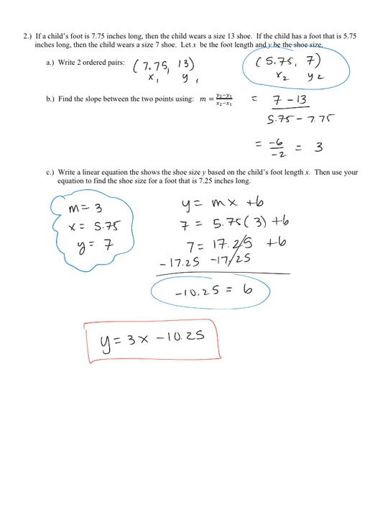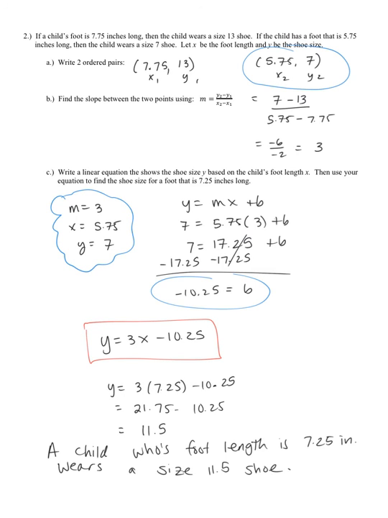If you've got a foot that is 7.25 inches long, this is in kid sizes, we'll find their shoe size. Input is 7.25, and we'll plug that in for our x. We get 3 times 7.25, that is 21.75, minus the 10.25, and so this gives us 11.5. And that is done.